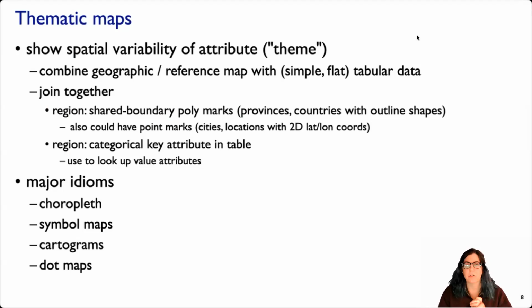There's a geographic region which is a shared boundary polymark, right? Like provinces, countries, where we've got these outlines. We might also have point marks if, for example, we're just trying to show cities or something like that, and all of these are typically in a two-dimensional latitude, longitude coordinate system. But we're also going to have the idea that a region is some sort of unique categorical key attribute in a table that we can use to look up a value. So region as geography, as geometric boundaries, and region as a unique ID we can use as a key to look up some values. So in today's lecture, we're going to focus on four major idioms: choropleth maps, symbol maps, cartograms, and dot maps.